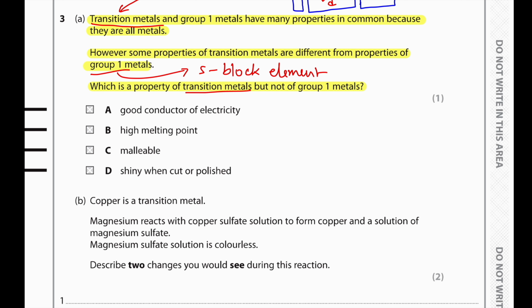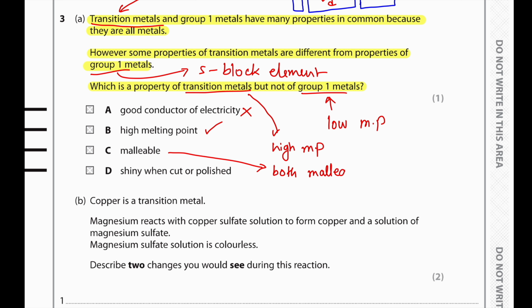Both metals can be good conductors of electricity. So this is not a unique point. However, group 1 metals have low melting point, whereas transition metals have high melting point. So this can be a unique property of transition metal. Both metals are malleable, but group 1 metals are more malleable. So in terms of malleability, both are malleable. Shiny when cut or polished. Every metal, when freshly cut or when polished, is shiny. So this applies to both.